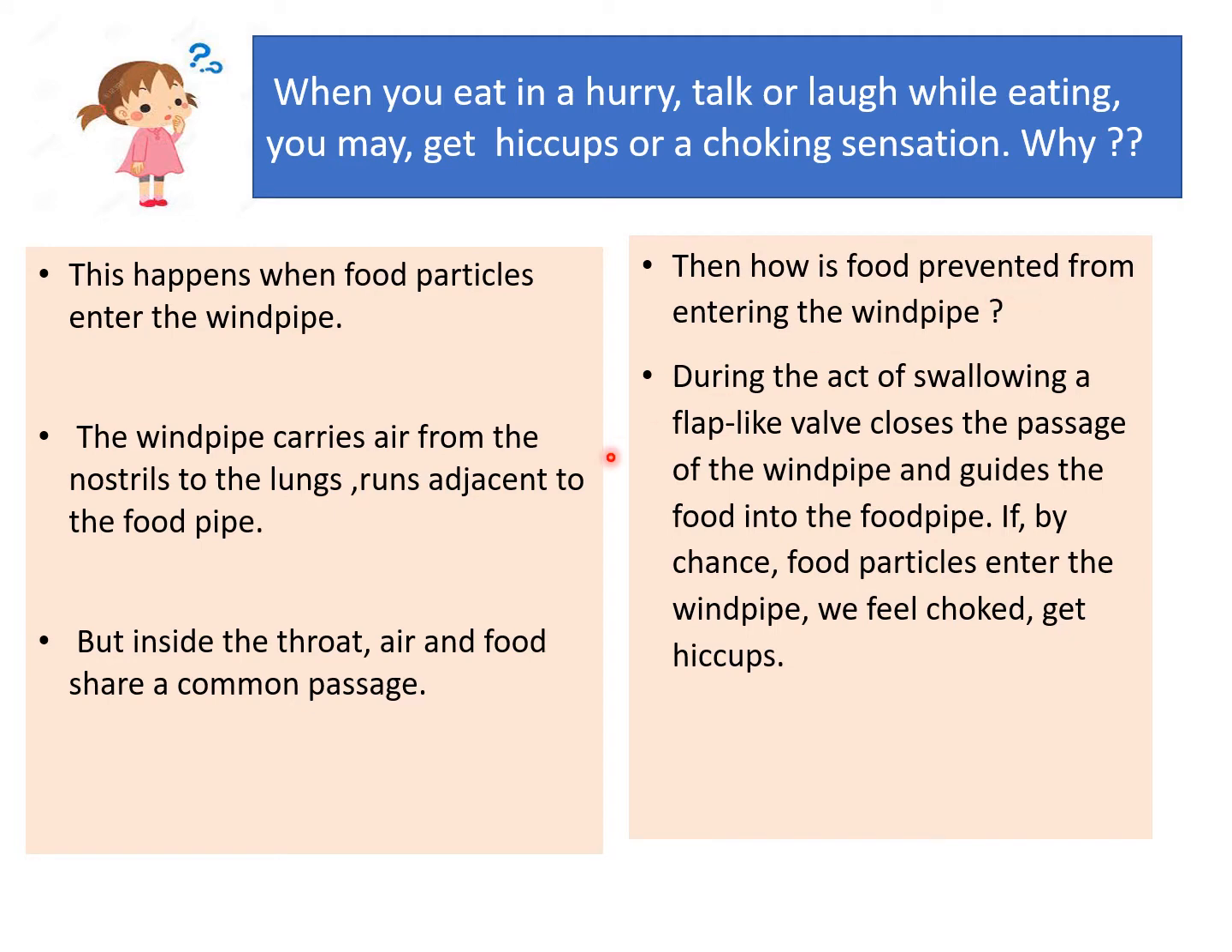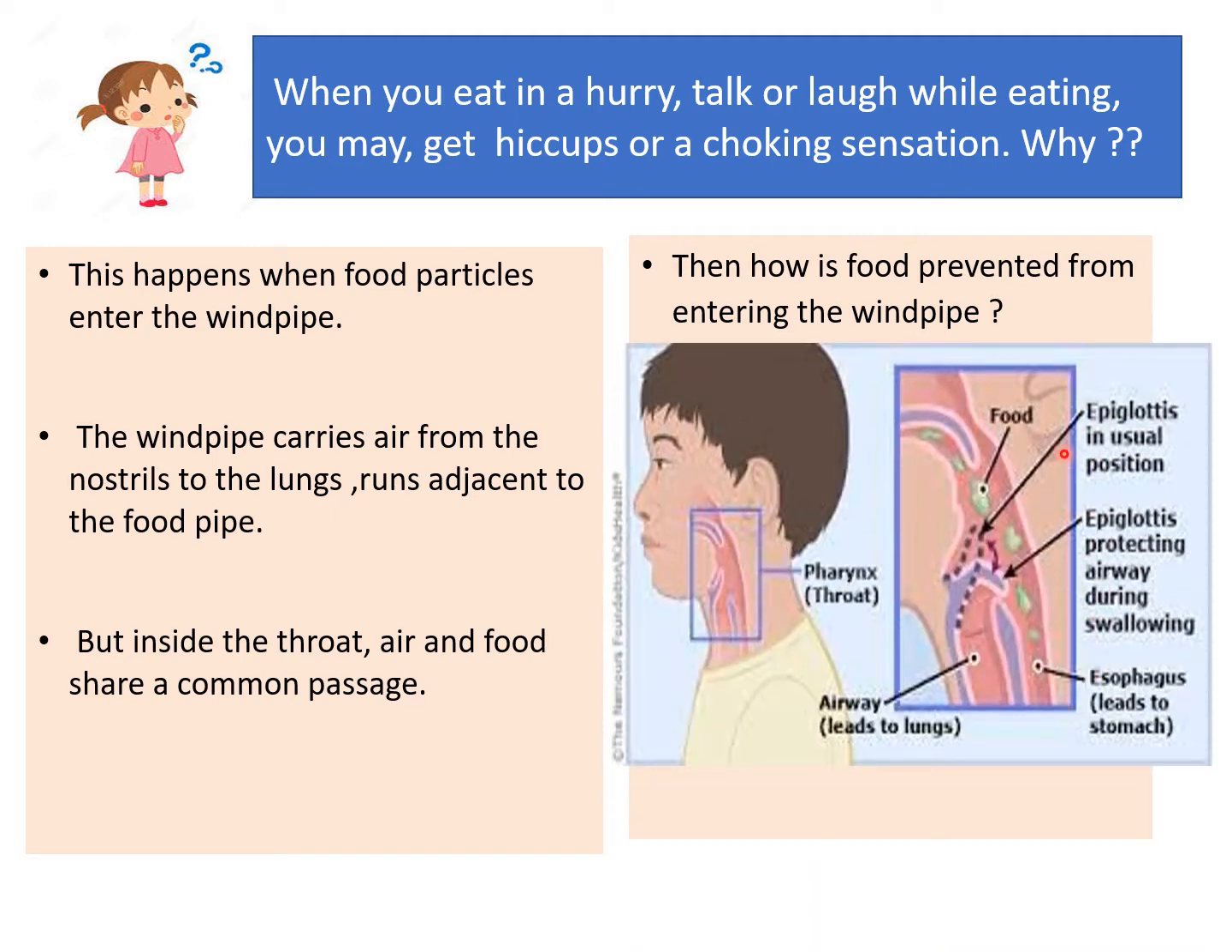But then how is food normally prevented from entering the windpipe? During the act of swallowing, a flap-like valve closes the passage of the windpipe and guides the food to the food pipe. Okay, so if by chance the food particle enters, we get choked or we get hiccups. So this is the flap-like structure. You can see this is the epiglottis. When we swallow the food, this flap closes and the food is prevented from entering this windpipe, right? So food directly goes from mouth to the stomach. So this is the epiglottis, which is a valve-like structure that prevents the food from entering the trachea. So understood why we get hiccups or choking sensation when we laugh or talk while eating?